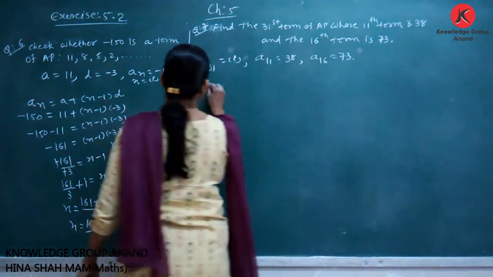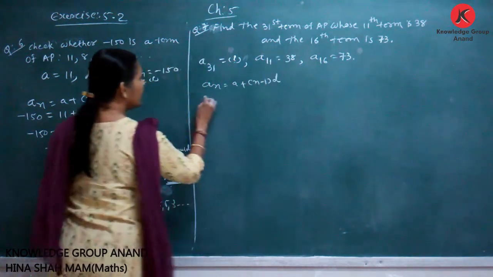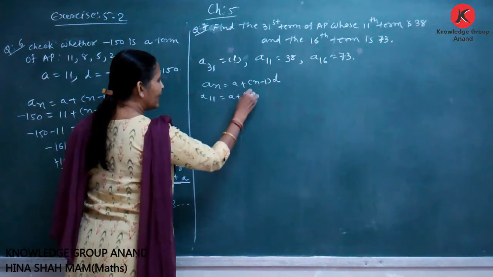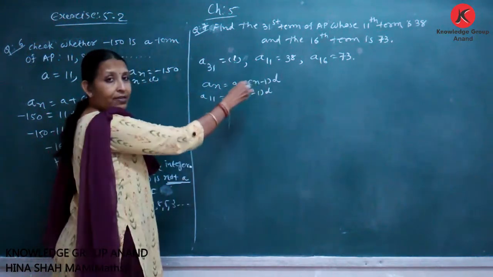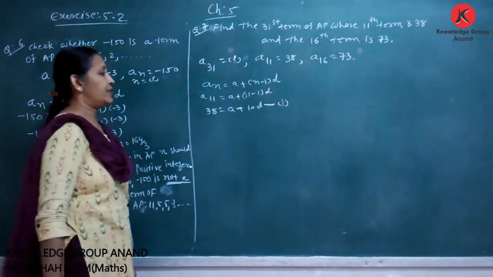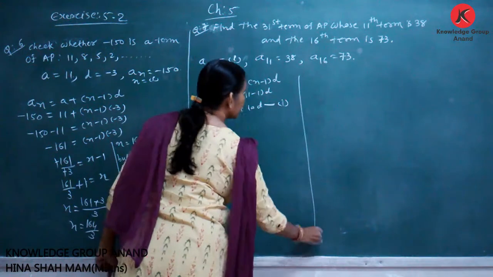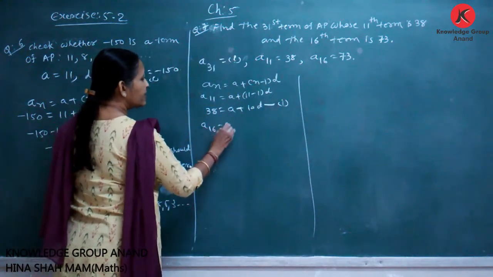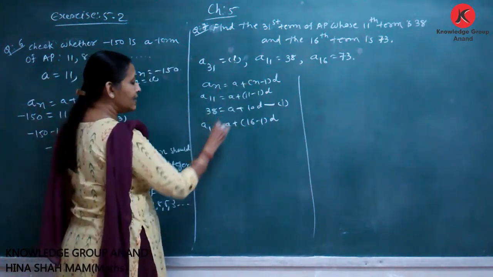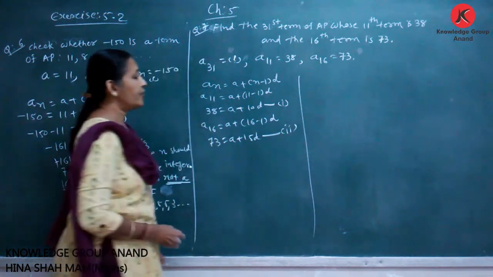Now, in this equation, a_n is equal to a plus n minus 1 into d. Putting here n equal to 11, a11 is equal to a plus 10 into d. a11 is equal to 38, so 38 is equal to a plus 10d. Equation number 1. Second equation, a16 is equal to a plus 16 minus 1 into d. Then a16 is equal to 73, so a plus 15d is 73. It is equation number 2.